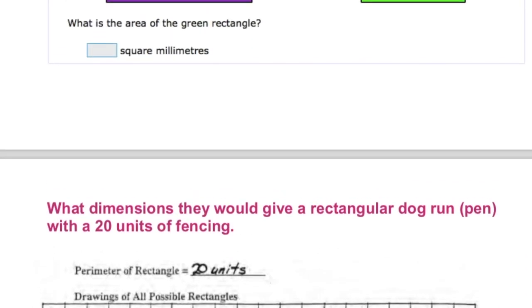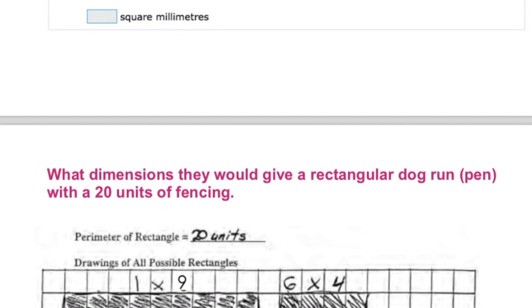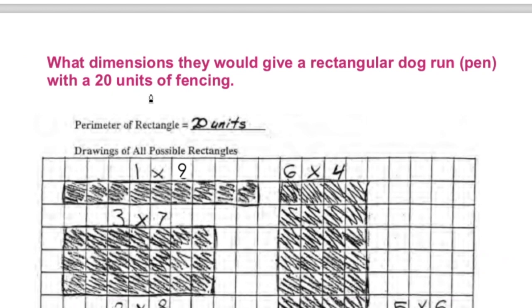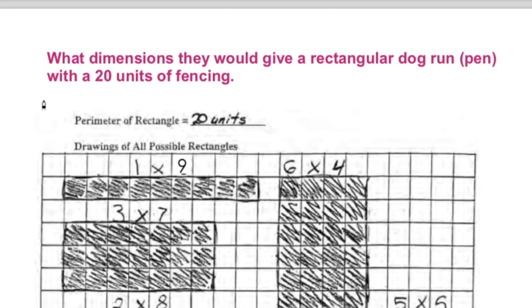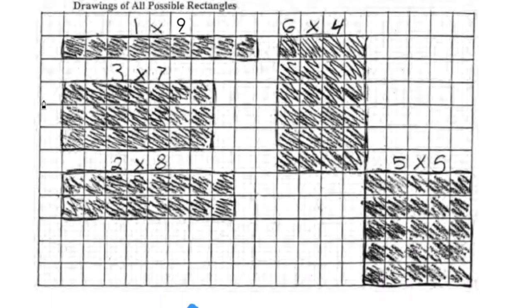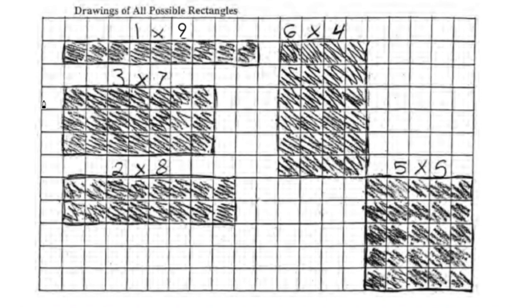Okay, so I want you to tell me what dimensions you would give a rectangular dog run, basically a pen, an enclosed space for your lovely dog to frolic in. Now, you are only given 20 units of fencing. So, again, it's not saying which would give the most, which would give the least, but I already went ahead and put in a whole bunch of possible rectangles that have the perimeter of 20.